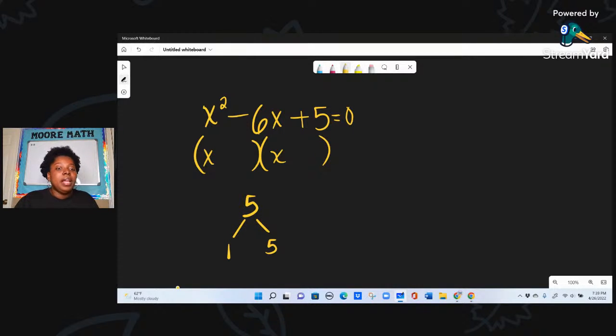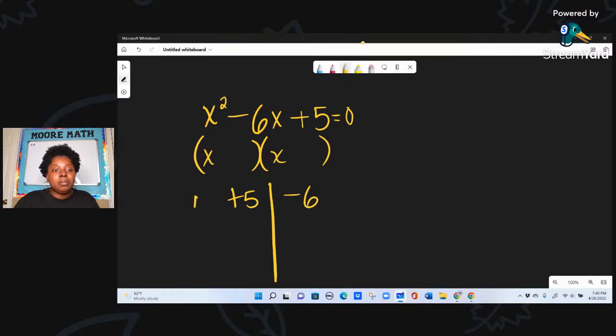1 and 5. Now, when I add them together, I need to get a negative 6. So 1 plus 5 is going to give me positive 6. But negative 1 plus negative 5 is going to give me a negative 6. And also negative 1 times negative 5 is going to give me this positive 5. So you're really seeing what two numbers, when I multiply together, will give me a positive 5, and when I add them together, give me a negative 6.